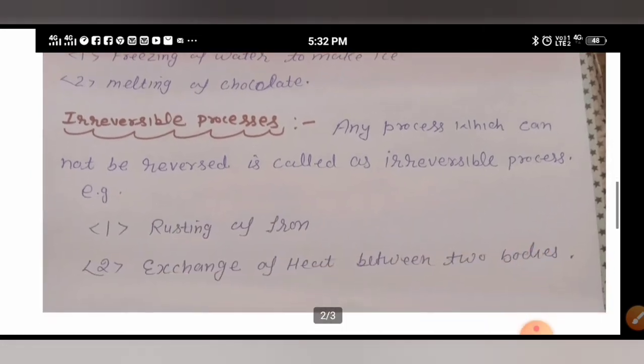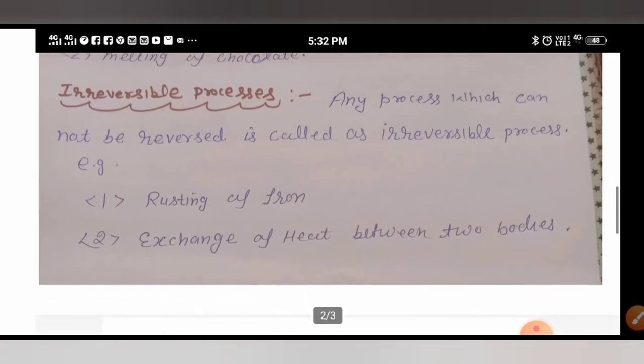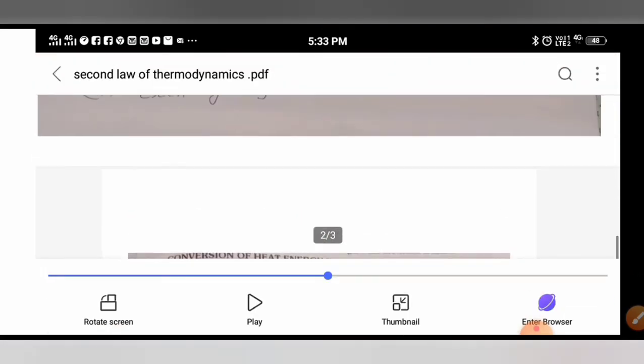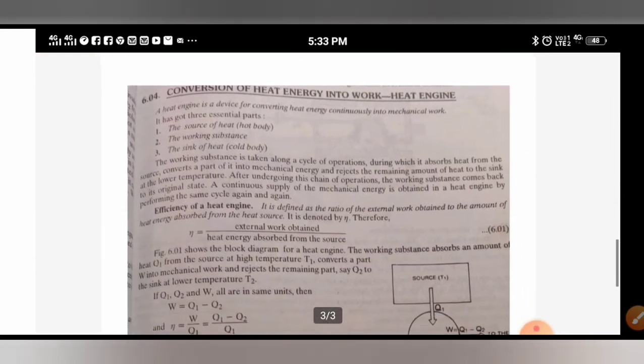Irreversible processes means which cannot be reversed in backward direction, like rusting of iron and exchange of heat between two bodies. Dear students, rusting of iron means if any iron piece is getting rusted, you can't regain its original configuration. Is it or not? And second, exchange of heat between two bodies. This is also your irreversible process. So these both are the definitions of reversible and irreversible processes.